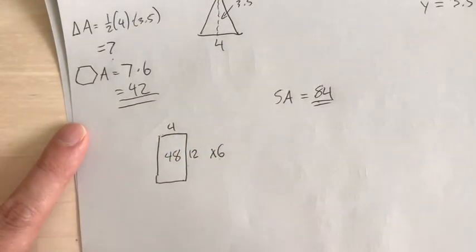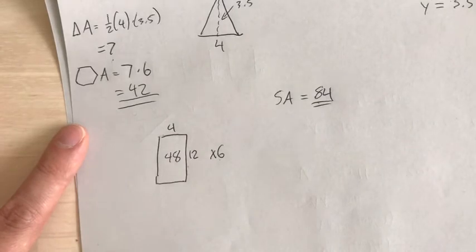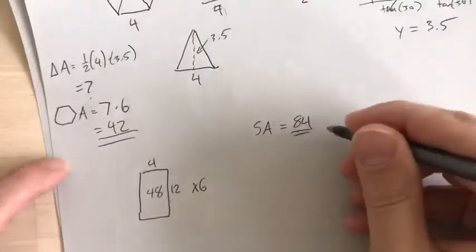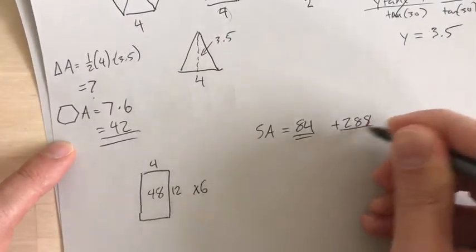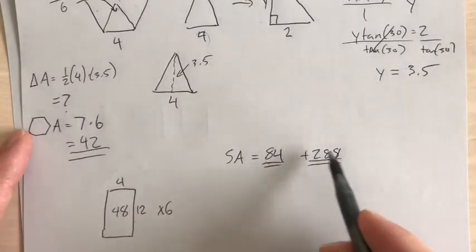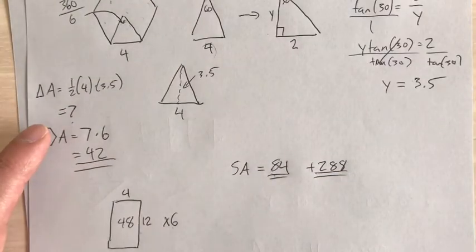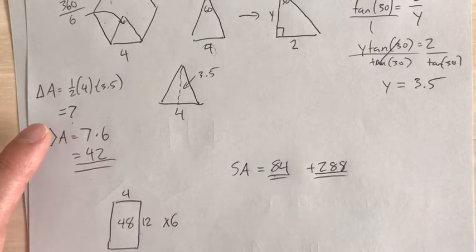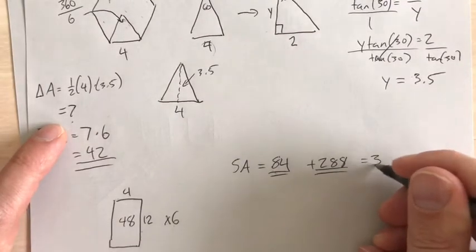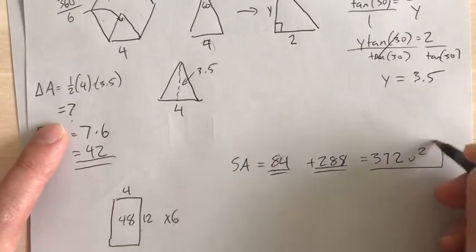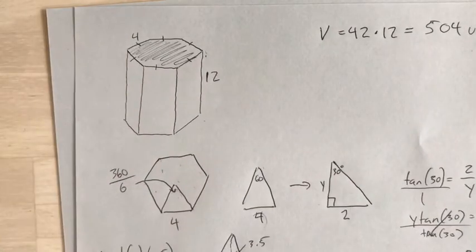And there are 6 of these rectangles, right? So 48 times 6 would be all the areas added up of all those side rectangles, and that's going to be 288. So the 84 would be the top and the bottom, and this would be all the side rectangles. They're the lateral faces. So we'd add 84 plus 288, that would be 372. And that would be my surface area for that polygonal prism, right?